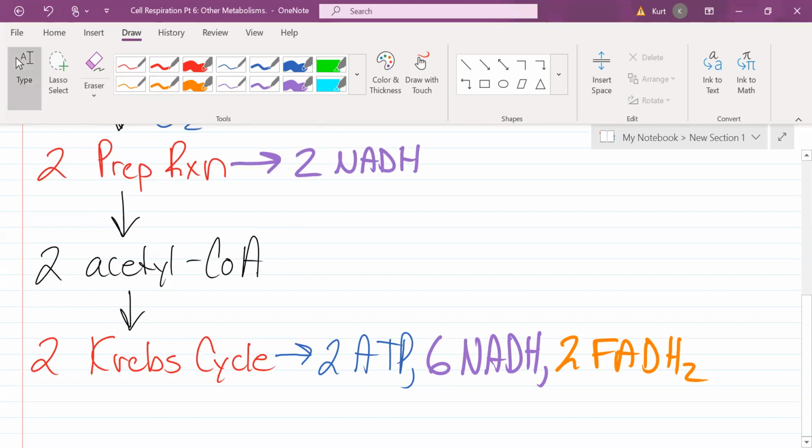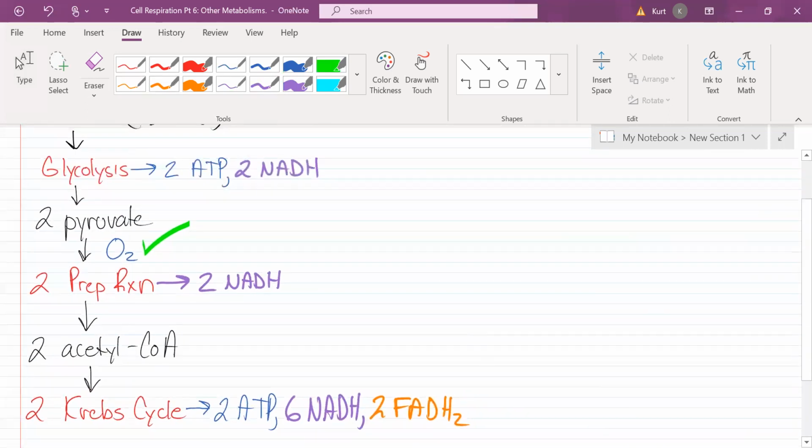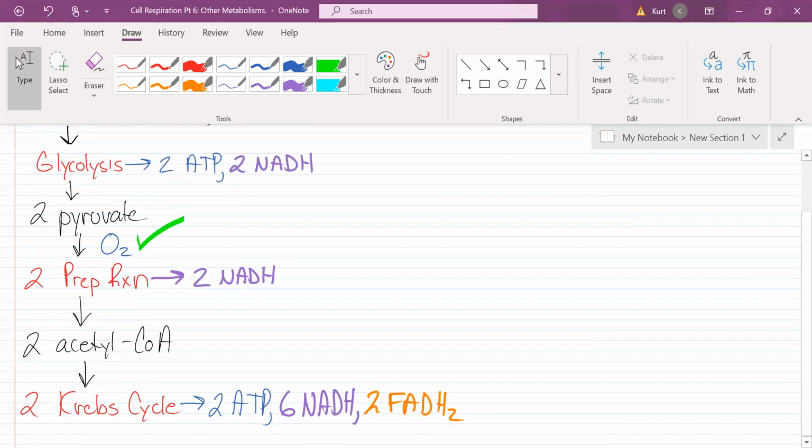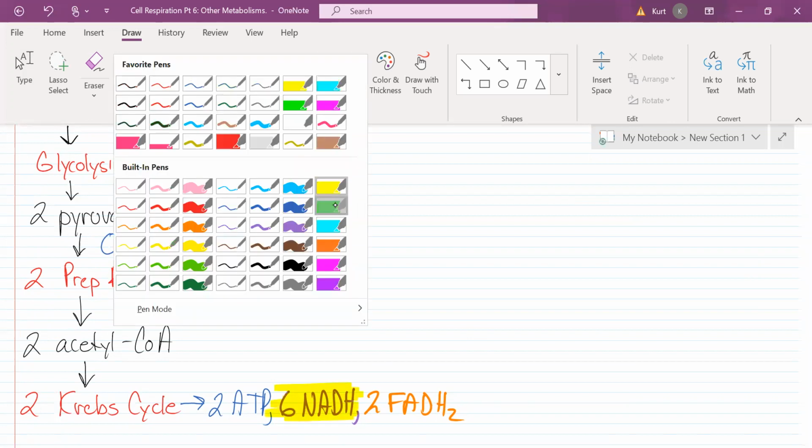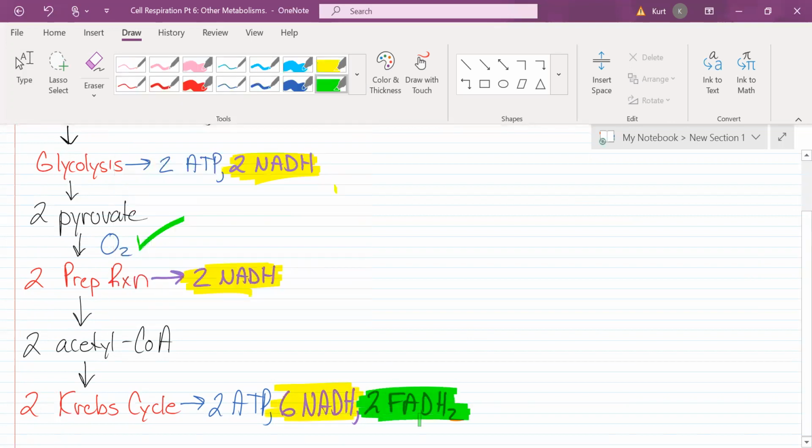Okay, guys, and then what stage am I missing for cell respiration? We got glycolysis, prep reaction, and Krebs cycle. What am I missing? Yeah, well, we're going to do the electron transport chain right now. But what I want to do is get a head count of everything that we have created or synthesized. So let's do NADH first. We have 2, 4, 10 molecules of NADH. For FADH2, we have 2. And for ATP, we have 4.